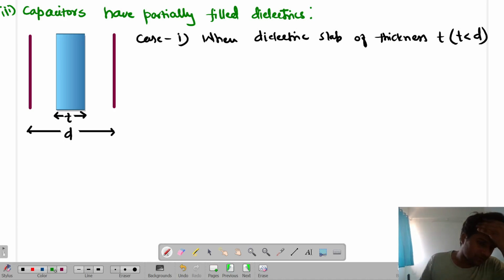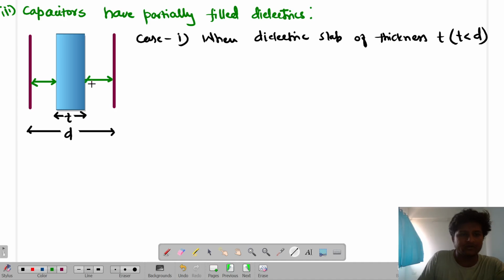Now look over here. What is actually happening? You can see that there is some region between plate 1 and the dielectric slab, and some region between plate 2 and the dielectric slab. So here, let's suppose this region is of thickness x1, and this region is of thickness x2, isn't it? Now, in this region the electric field is E, in this region the electric field will change, and in this region the same electric field will be there.